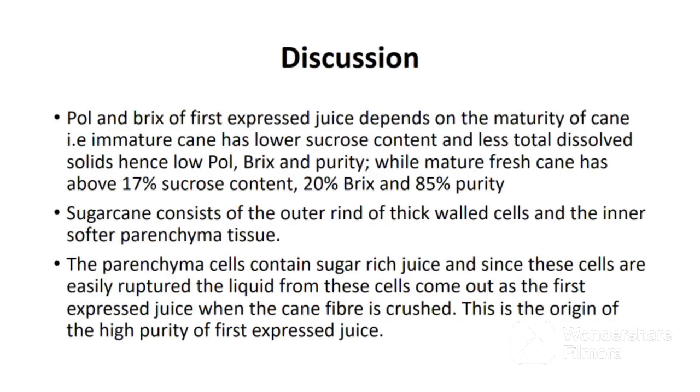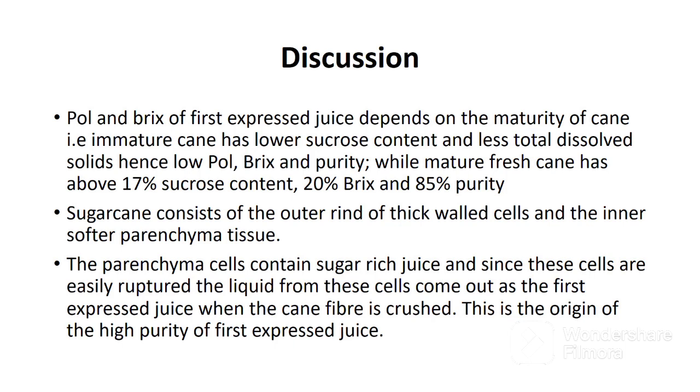of that sugarcane decreases. Sugarcane consists of the outer rind of thick-walled cells and the inner softer parenchyma tissue. The parenchyma cells contain sugary juice, and since these cells are easily ruptured, the liquid from these cells comes out as the first expressed juice when the cane fiber is crushed at mill 1. This is the origin of the high purity of first expressed juice.